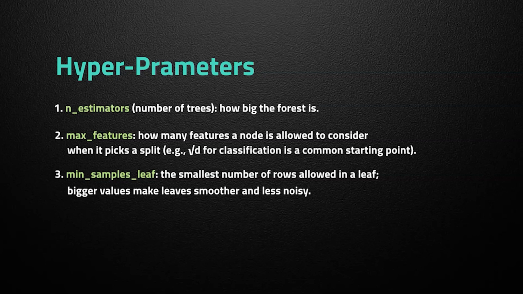min_samples_leaf is the smallest number of rows allowed in a leaf. A bigger value here can make the leaves smoother and less noisy. Tuning just means trying a few sensible values for these and picking the ones that score the best. This brings us to the question of how you score these models, particularly a random forest model.